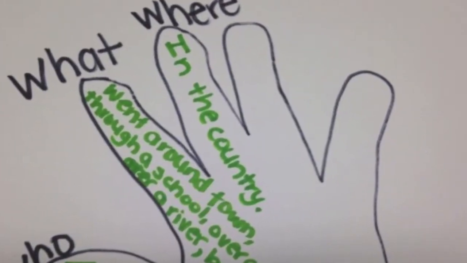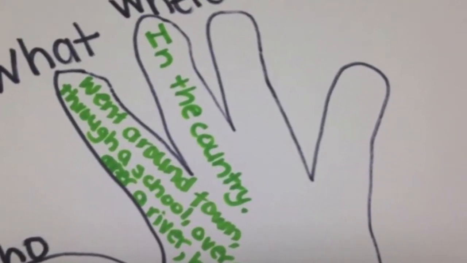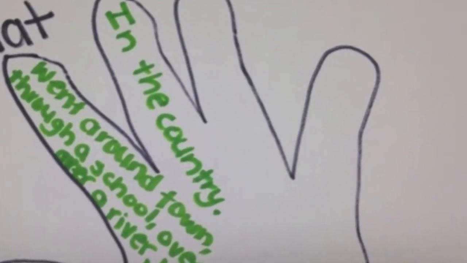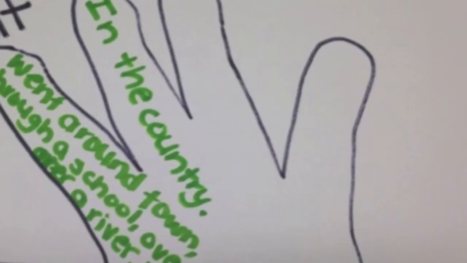On our story hand, you could write in a town, in a city, or even in the country. Let's fill that out on our paper now. On your main idea hand, using the middle finger, write where you think this story took place. I think it took place in the country, so this is what my main idea hand looks like.